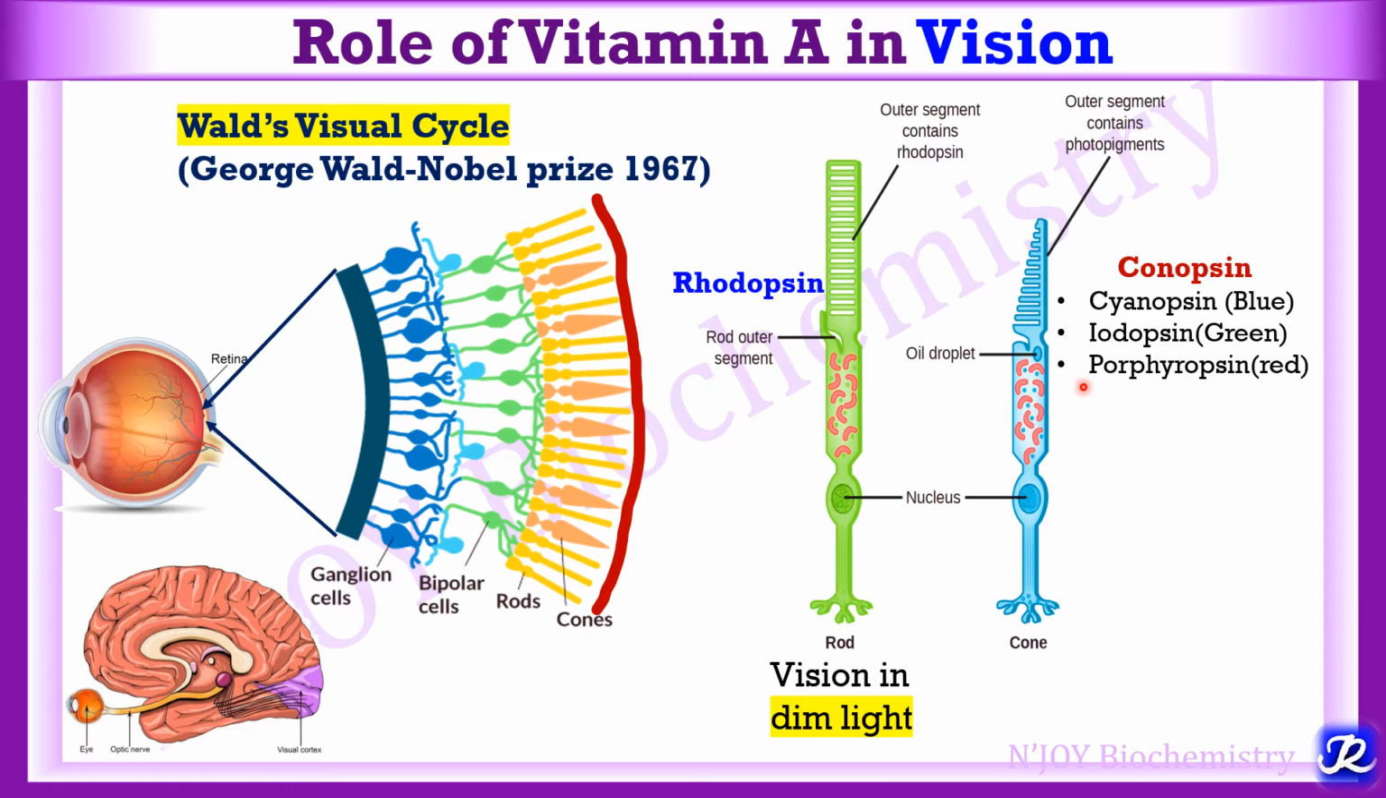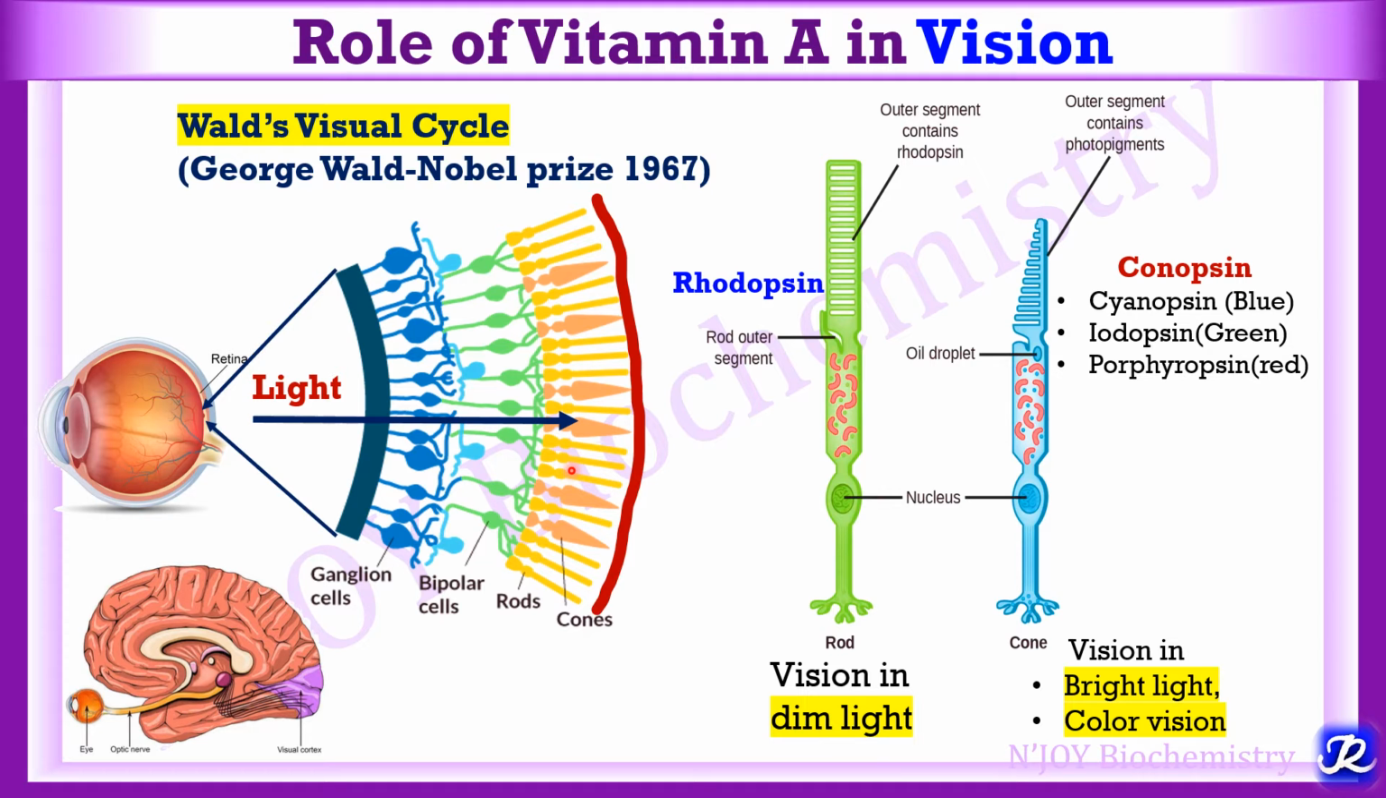While cones also have the opsin component, there are three types of opsin component: cyanopsin, iodopsin and porphyropsin, along with the 11-cis retinol, and it is responsible for vision in bright light as well as color vision. So when light falls on the eye, it travels from the cornea, aqueous humor, pupil, then vitreous humor and finally falls on the retina, and it triggers a series of biochemical events that leads to generation of nerve impulse.